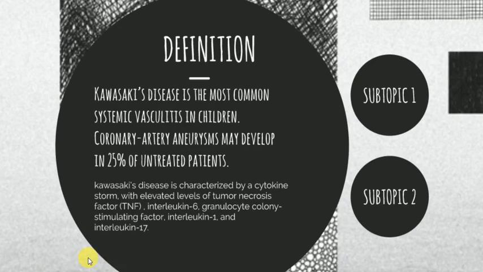Definition: Kawasaki disease is the most common systemic vasculitis in children. Coronary artery aneurysm may develop in 25% of untreated patients. Kawasaki disease is characterized by a cytokine storm with elevated levels of tumor necrosis factor (TNF), interleukin-6, granulocyte colony stimulating factor, interleukin-1, and interleukin-17.